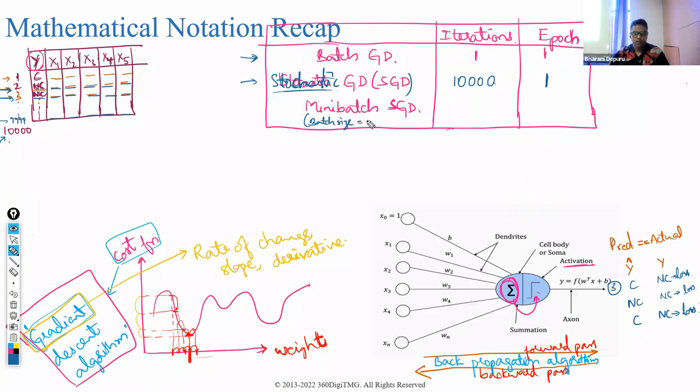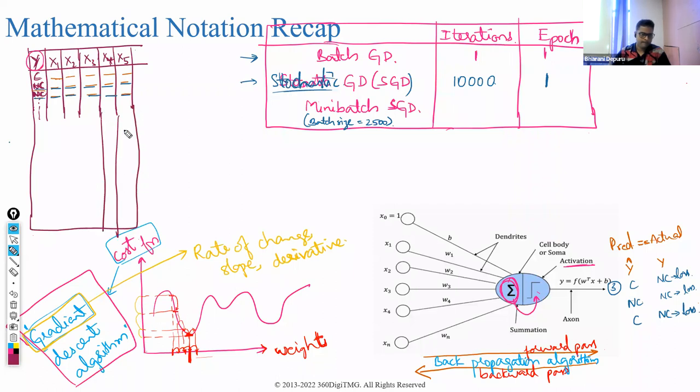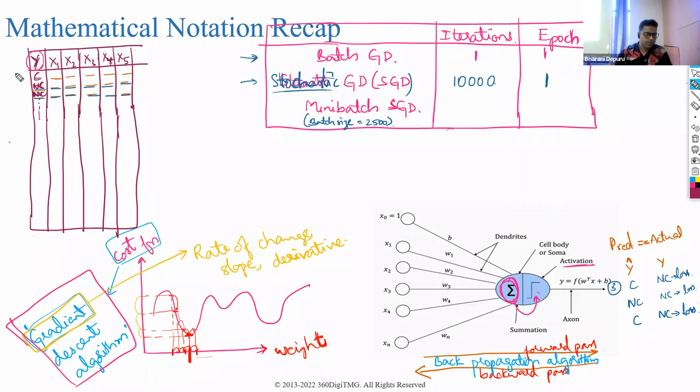Anyways, for our example, let's say that we define batch size is equal to 2,500. Just as an example, how many observations do we have? 10,000. So assume that you have 10,000 observations. So 1 until 2,500 would be called batch 1.